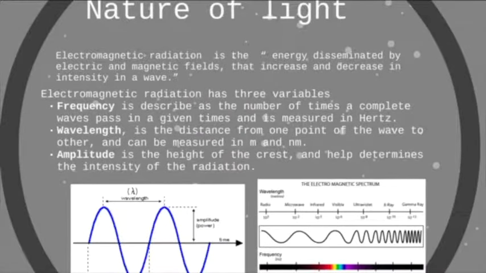Nature of light. Electromagnetic radiation is the energy carried by electric and magnetic fields that increase and decrease in intensity in the form of a wave. Electromagnetic radiation has three variables: frequency, wavelength, and amplitude. Frequency is described as the number of times a complete wave passes in a given time and is measured in hertz. Wavelength is the distance from one point of the wave to another and can be measured in meters and nanometers. Amplitude is the height of the crest and helps determine the intensity of a radiation.